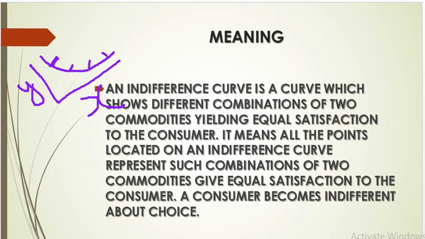It means all the points which are located on this indifference curve give equal satisfaction. It represents the combinations of X and Y. Like this is the A combination, we are having this much amount of X and this much of Y, and this is the B combination, this is the C combination, this is the D combination. These represent the different combinations of X and Y commodities. All these combinations give equal satisfaction to the consumer, so the consumer is not choosy among them. He is indifferent among all these combinations.